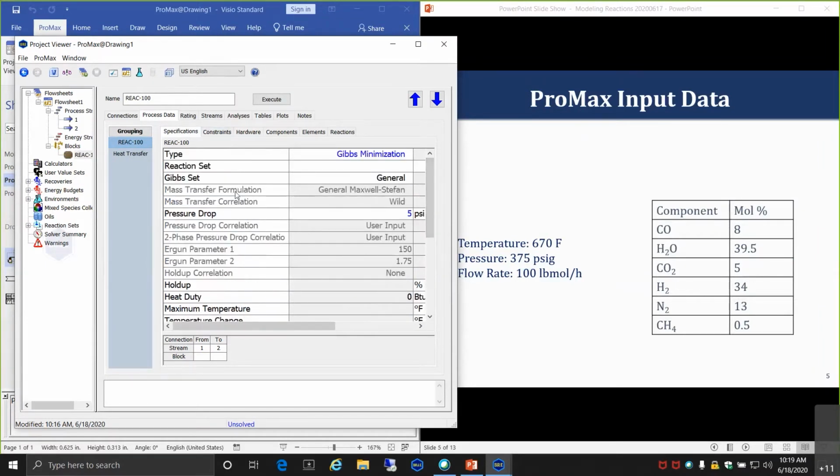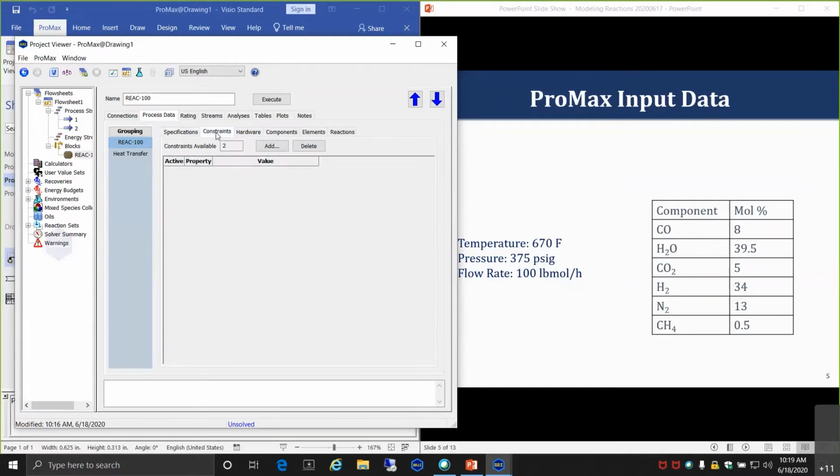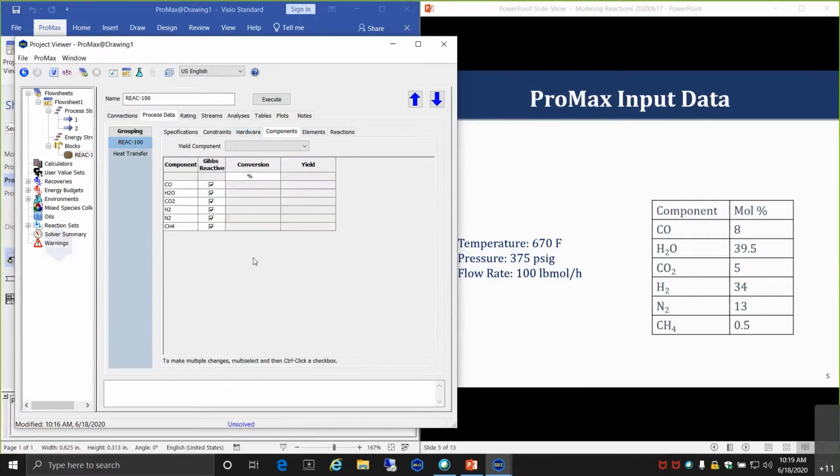Some of the Gibbs sets will predefine constraints for you. They will show up here. We're going to come here to the Components tab. As I stated earlier, the general Gibbs set allows all the species to be Gibbs reactive, meaning that the atoms can be spread across any and all of the species that are listed.